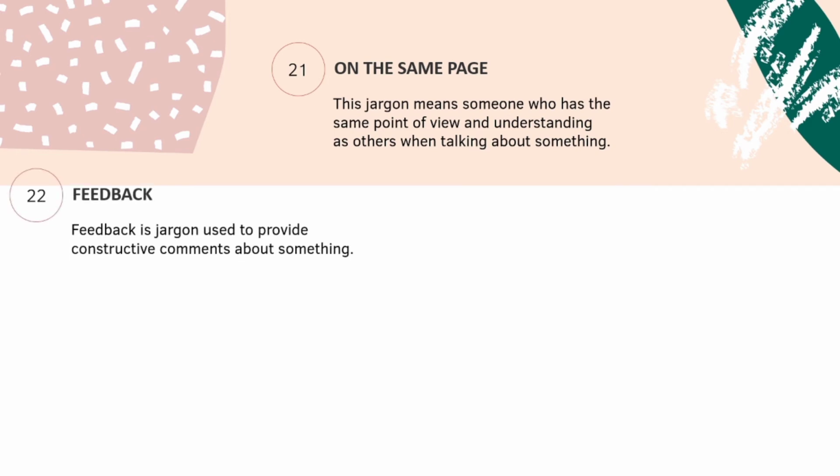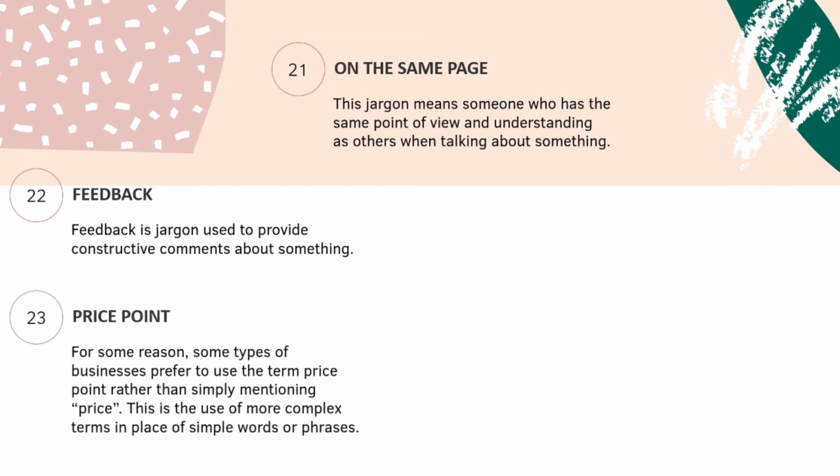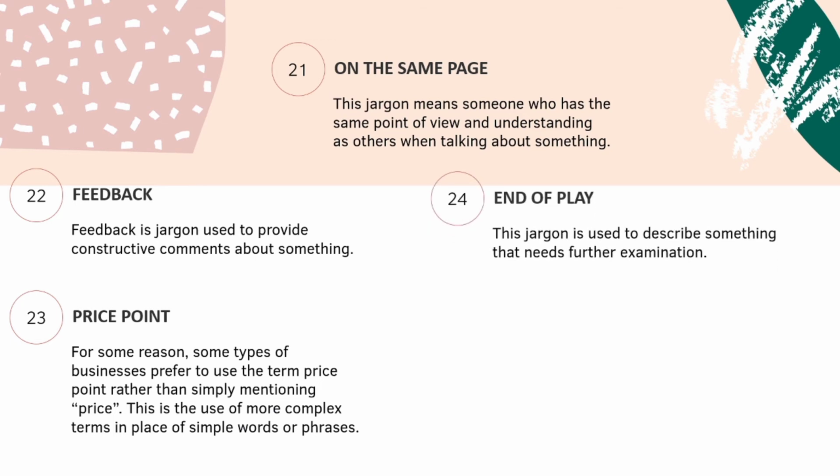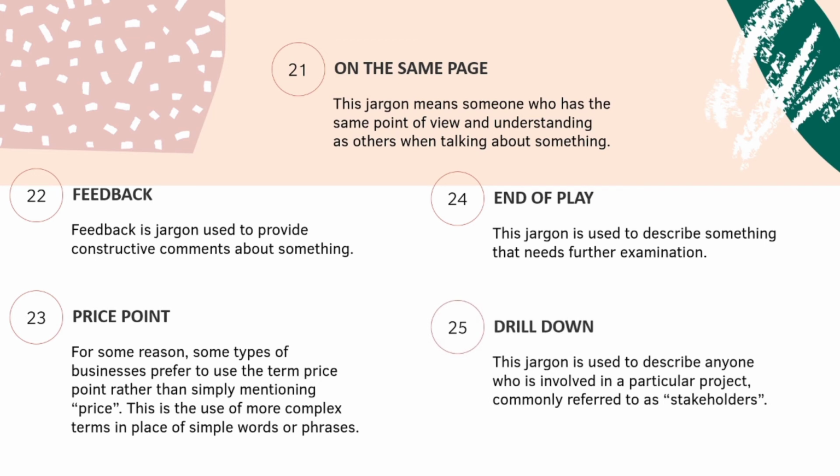Feedback. Feedback is jargon used to provide constructive comment about something. Price point. For some reason, some types of business prefer to use the term price point rather than simply mentioning price. This is the use of more complex terms in place of simple words for price. End of play. This jargon is used to describe something that needs further examination. Drill down. This jargon is used to describe anyone who is involved in a particular project, commonly referred to as stakeholder.